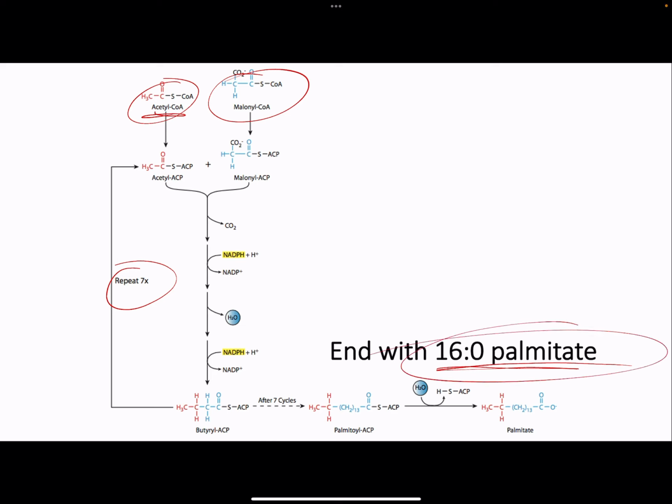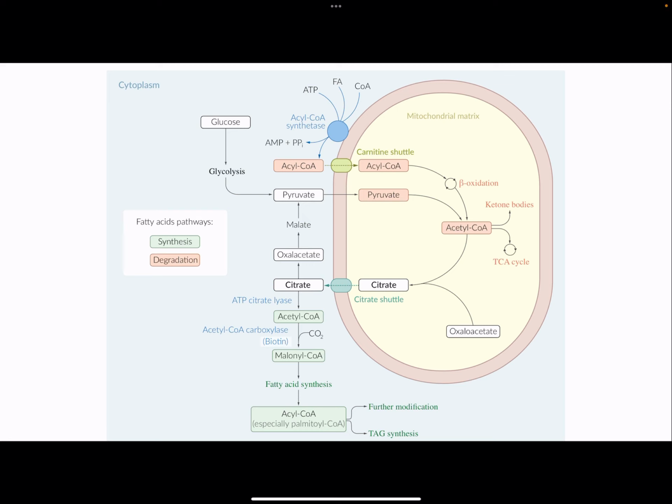I would know mostly we're going to make palmitate, which is a saturated fatty acid. Why? Because there are no double bonds there. 16 carbons long. Pretty much the same thing, right? We're taking an acetyl-CoA, an OA, we make it a citrate. Why? So we can shuttle it through.